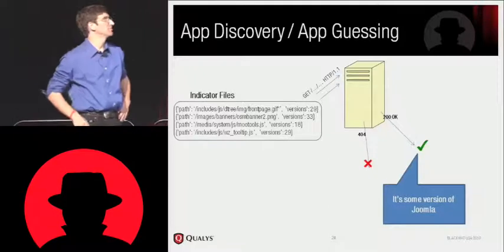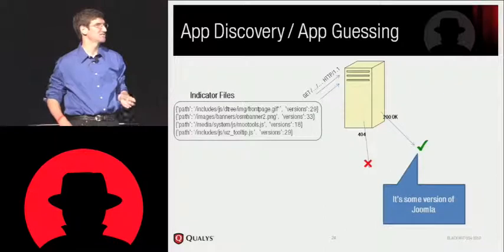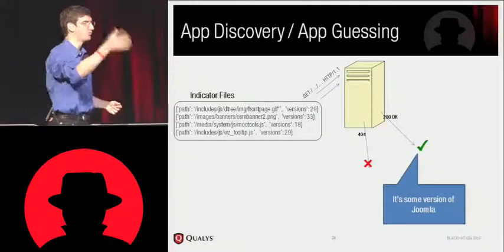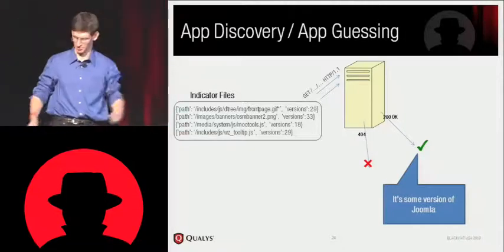So if we're doing app discovery, send those files at it. One of them should come back with a recognized hash, and it's some version of Joomla, we can turn around and go ahead and do full-on fingerprinting. Now that we know it's Joomla, we can use the Joomla tables to fingerprint.